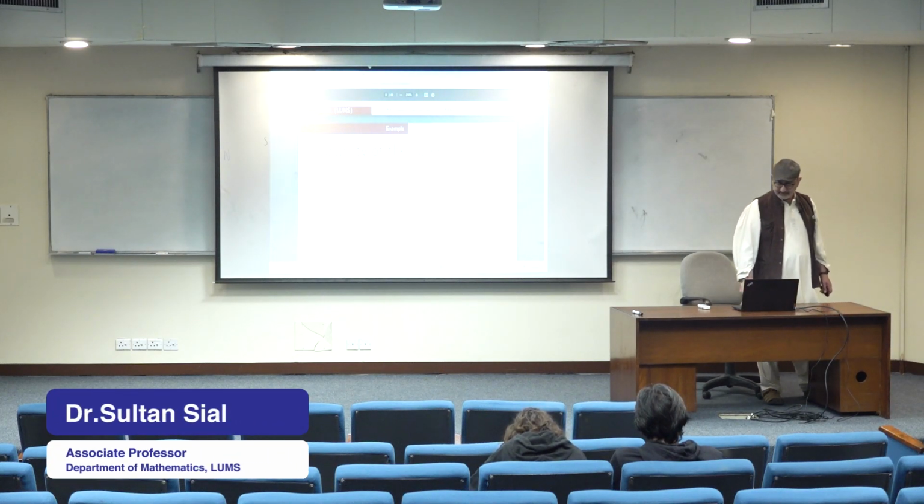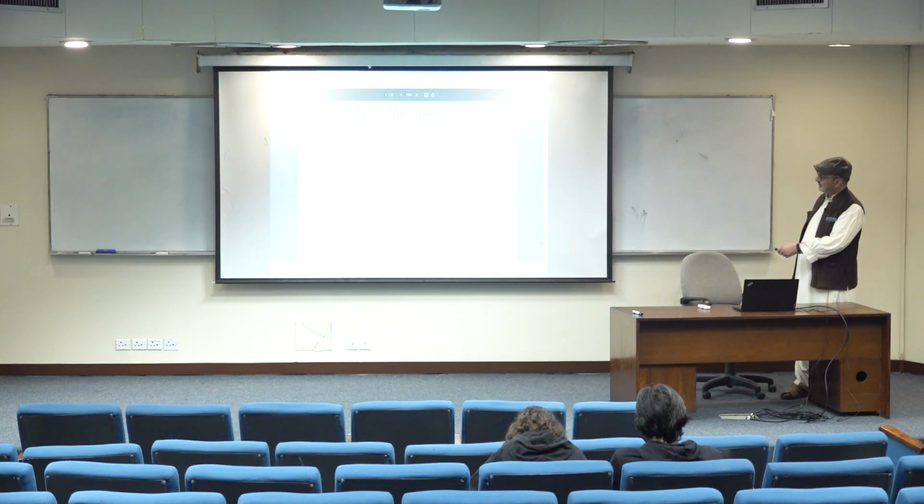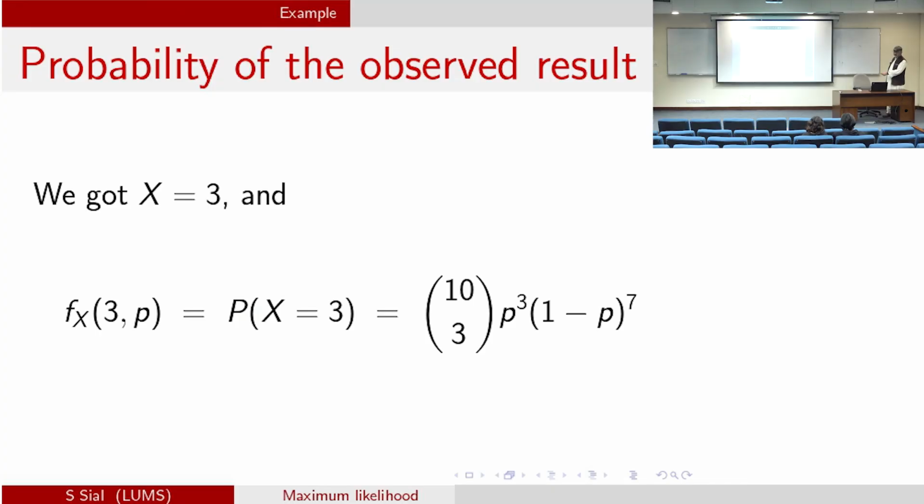What's the probability of the observed result in terms of p? If we got 3 heads, that sets the random variable to 3. So the probability that the random variable X took the value 3, given some value for small p, is 10 choose 3, p to the 3, 1 minus p to the 7.